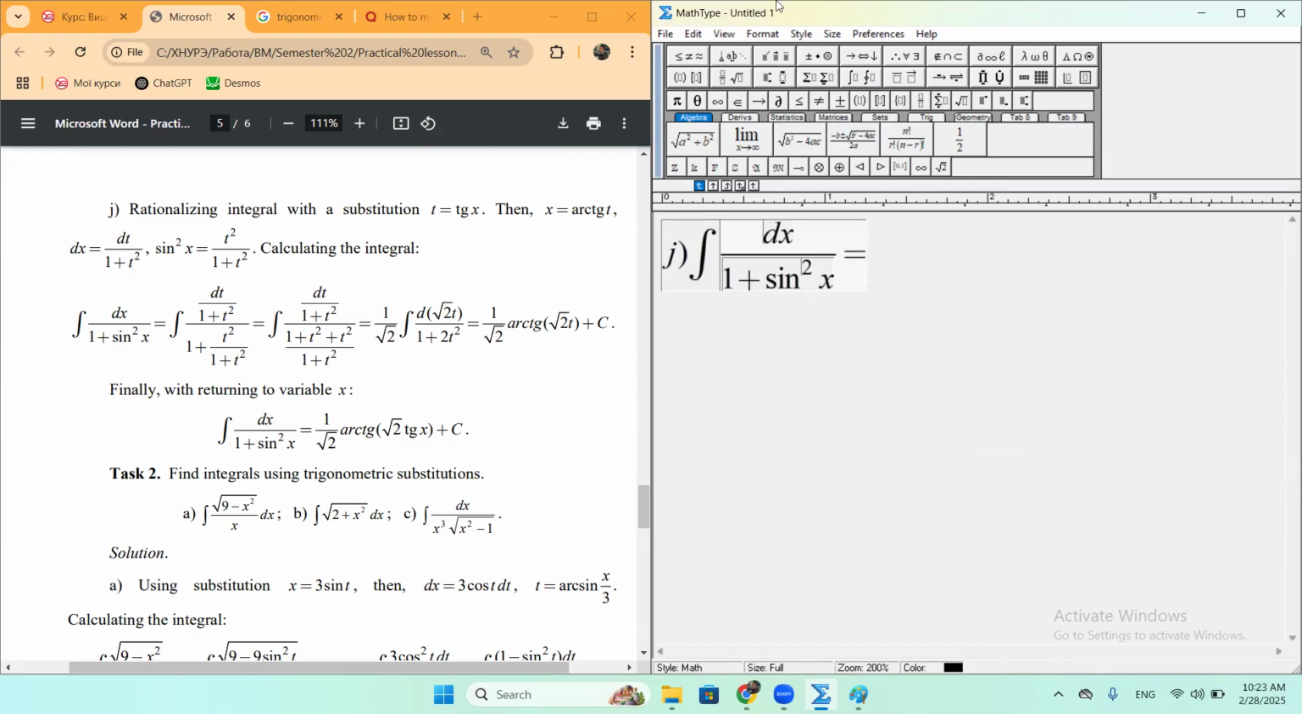We use the substitution t equals tangent x when we have a power of 2 in such combinations. Okay, if no questions, let's have a break for 5 minutes, and then we will calculate irrational functions using trigonometric substitutions.